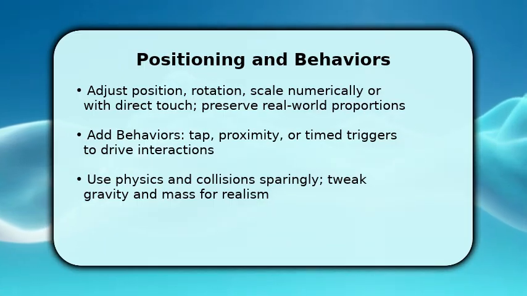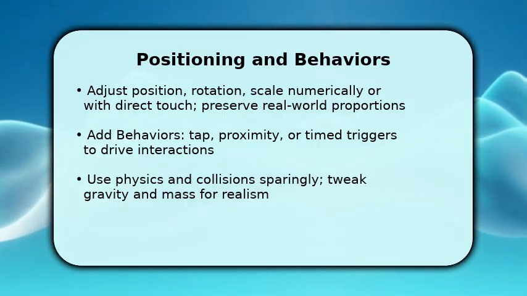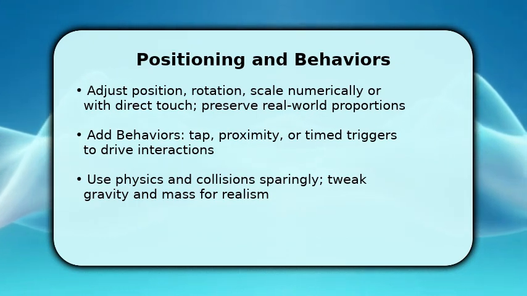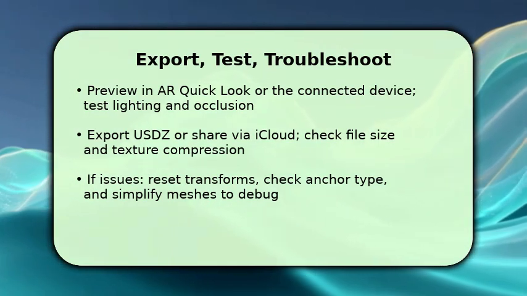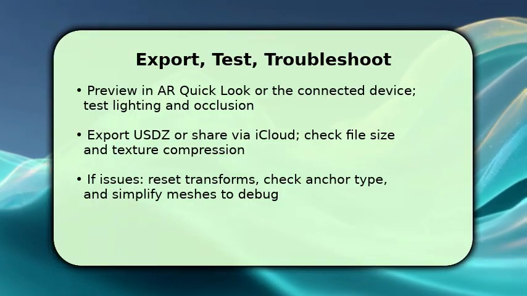Too many collisions can hurt performance, so adjust mass and friction for realistic motion and test interactions repeatedly to catch glitches. You finish by previewing the scene directly on a device to validate scale, lighting, and occlusion. This confirms the experience matches expectations.